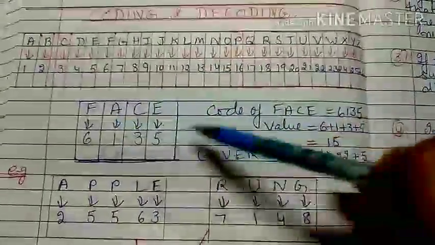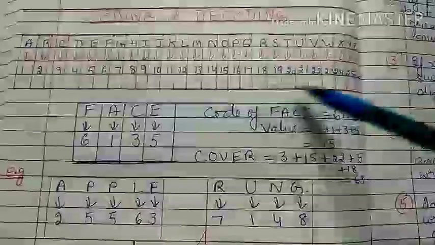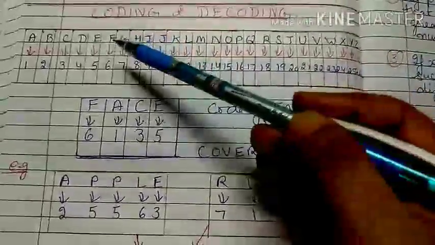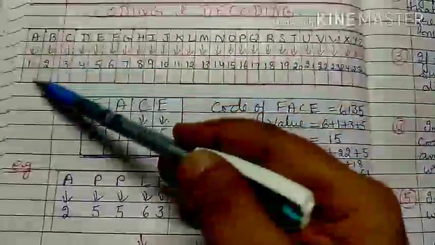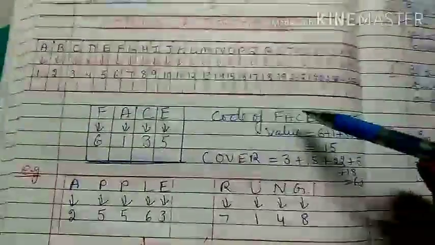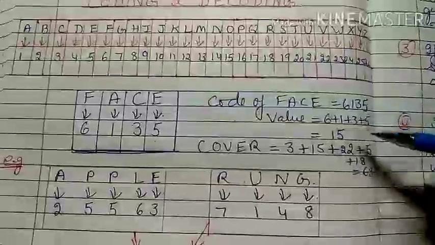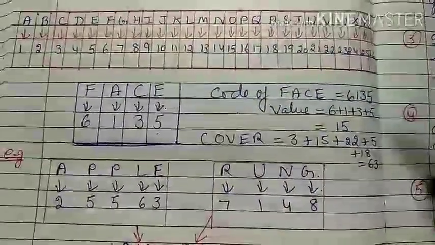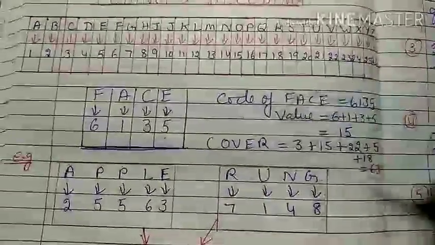So if I have to find the coding of FACE, from the above pattern we choose the digit of each alphabet, like F is 6, A is 1, C is 3, E is 5. So 6135 is the code of FACE, that means the symbolic form of FACE. And what is the value of this code? When you add all the digits of the code, that gives you the face value. So 6 plus 1 plus 3 plus 5 is equal to 15. 15 is the value of the code.